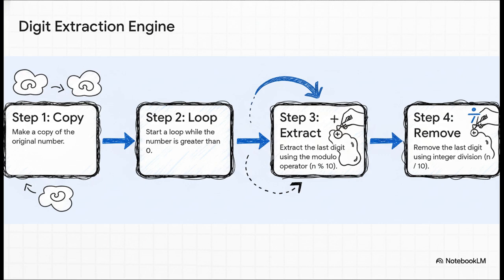First, and trust me, this is so important, you make a copy of the original number. We'll talk about why in a bit. Second, you start a while loop that keeps running as long as your number copy is greater than 0. Then inside the loop, it's a 2-step dance. Step 3, you use the modulo operator, the %, with 10 to peel off the very last digit. And step 4, you use integer division, the slash, with 10 to chop that same digit off the number. The loop does this over and over until the number hits 0.